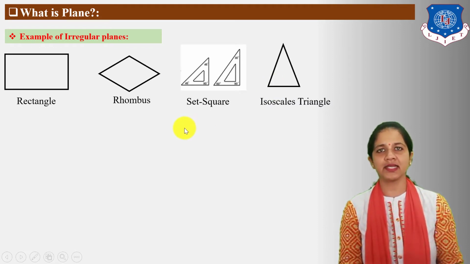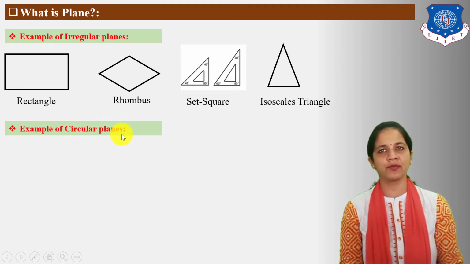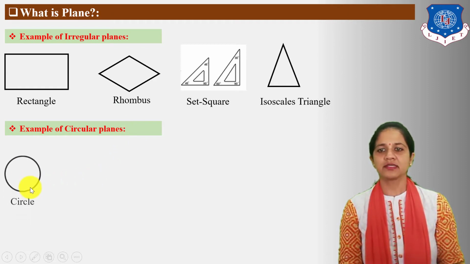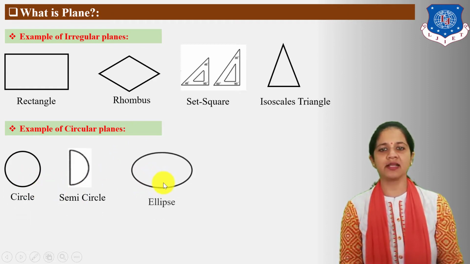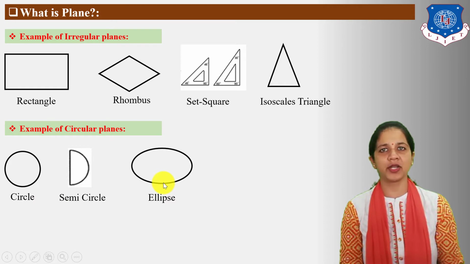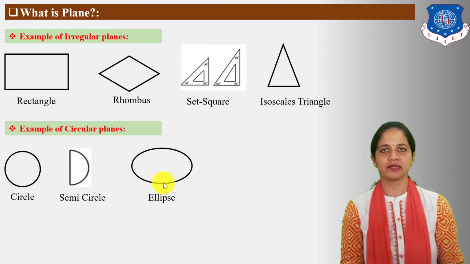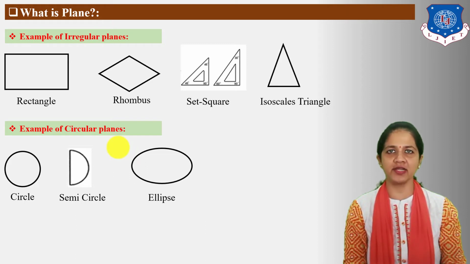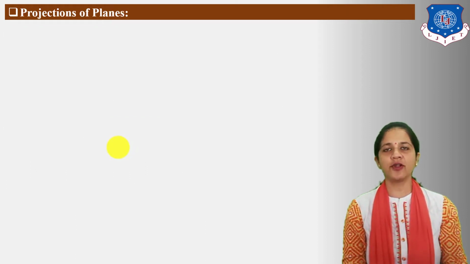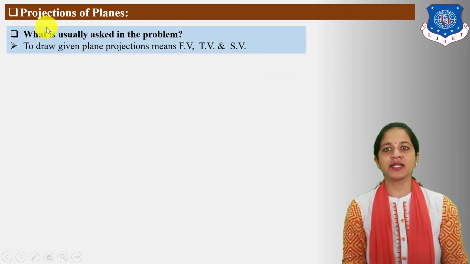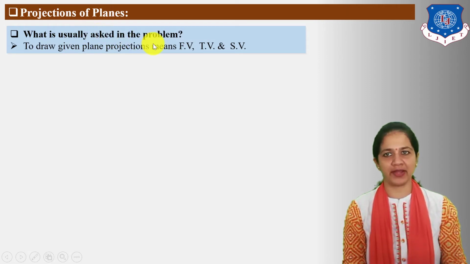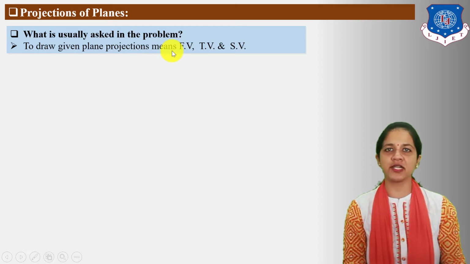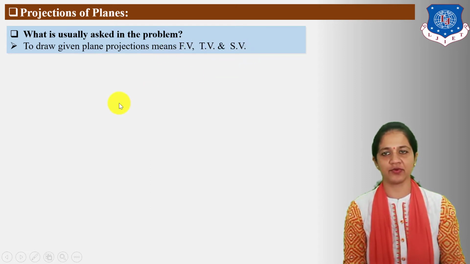Next, let us see examples of circular planes. Circle, semicircle and ellipse are examples of circular planes. Now, in this chapter, we need to draw projections of different planes. So, for taking projection, what is usually asked in the problem? To draw the given plane's projection, meaning front view, top view and side view.